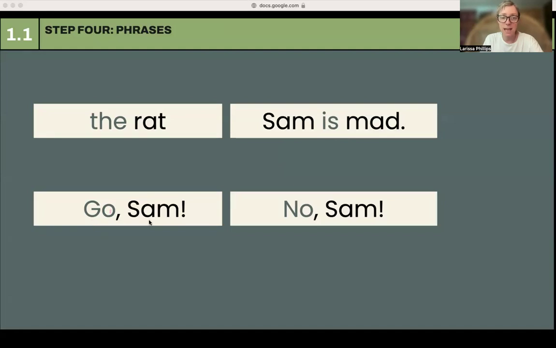Go, Sam. And we would read it like this. Go, Sam. There's an exclamation point here, and that means we're reading it with some anger or emotion or just loudness. Go, Sam. And then here again, we have an exclamation point, and the words are no, Sam. No, Sam. However you want to read it, but you want to respond to that punctuation, that exclamation point.